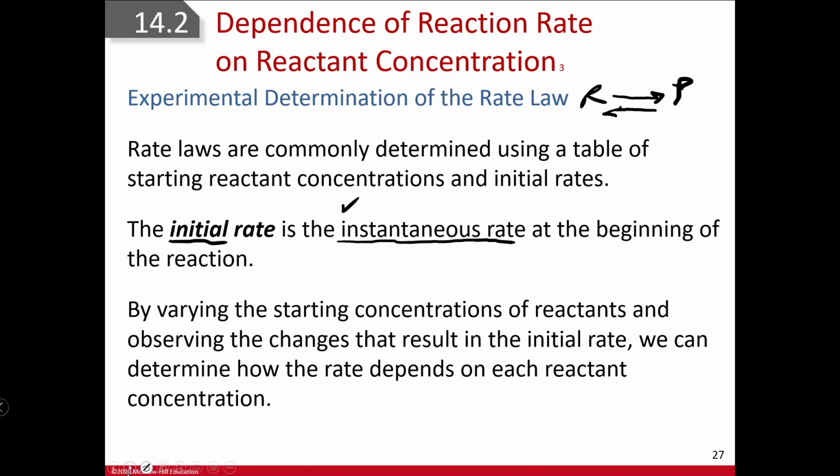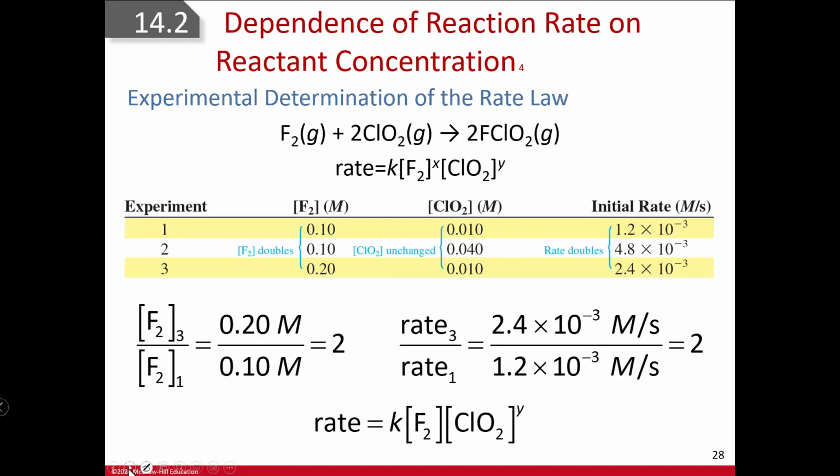So what does that look like? Well, it looks like this. We have a reaction, so make sure you have a balanced chemical reaction. Here we have fluorine reacts with 2 moles of chlorine dioxide, and we get 2 moles of fluorochloro dioxide.